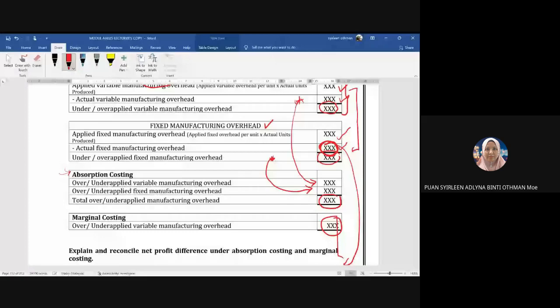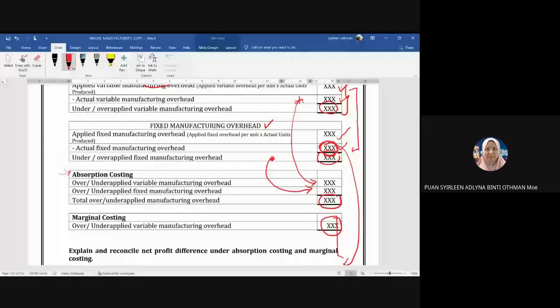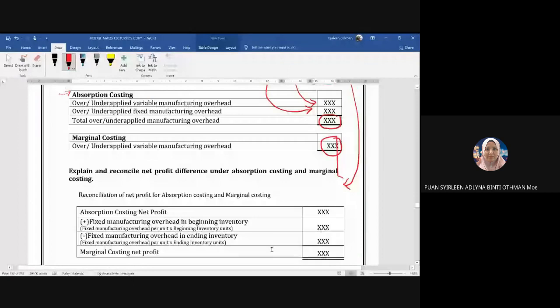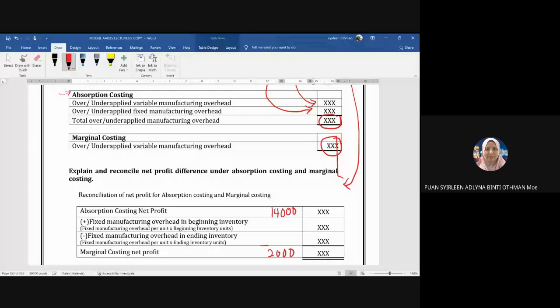Okay, alright. So I'm going to explain to you the reconciliation. Okay, so what is reconciliation? So saya cakap tadi kan, reconciliation tu ialah beza income di absorption dengan beza income di marginal. Okay, so nak dapatkan dia punya perbezaan tu atau reconciliation, contoh macam tadi ya. Tadi, absorption costing, saya dapat 14,000. Okay, marginal costing, saya dapat 2,000. Okay. Alright. Macam mana saya nak reconcile balik?